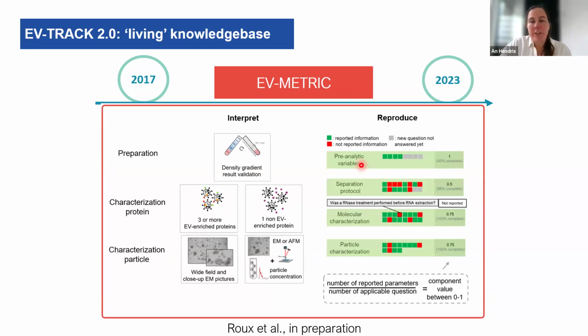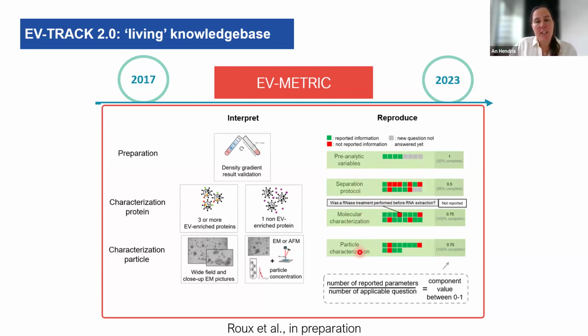method. So for example, in terms of pre-analytical variables, if you work with blood plasma and you were to report 4 parameters and you reported all of them, you would gain an EV metric completion of 100% for that part. Here only 50% is reported, for example. Similar for the separation protocol and also the molecular characterization and the particle characterization.